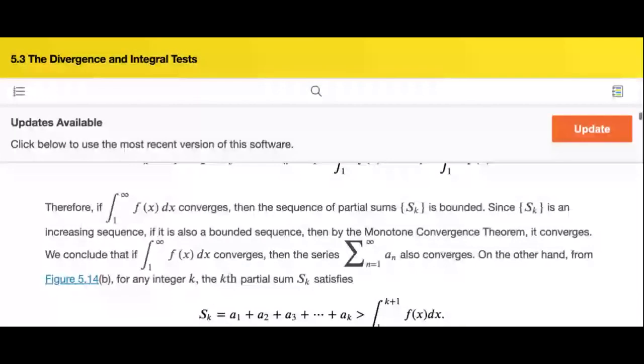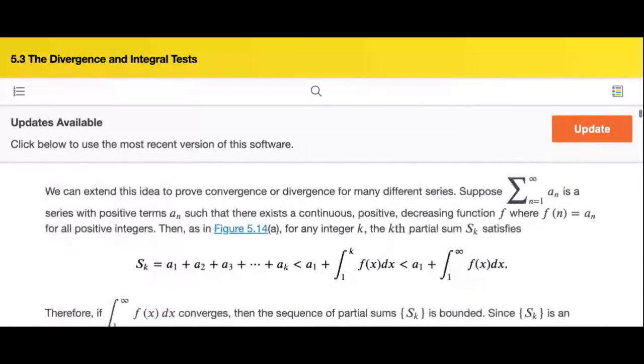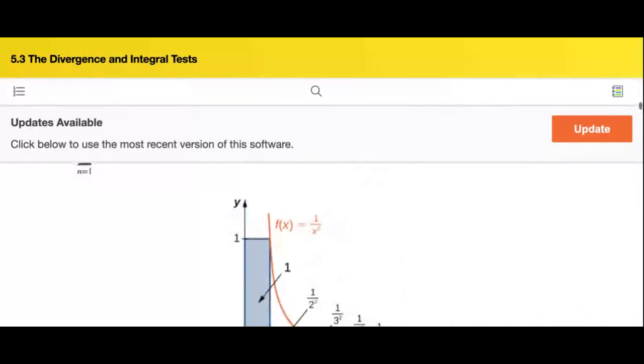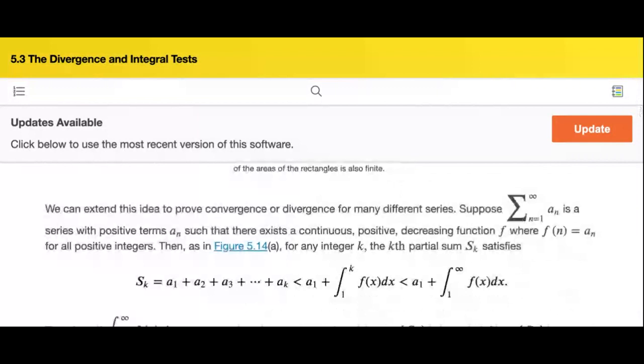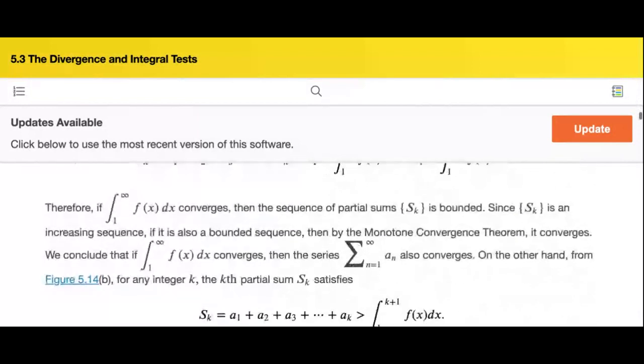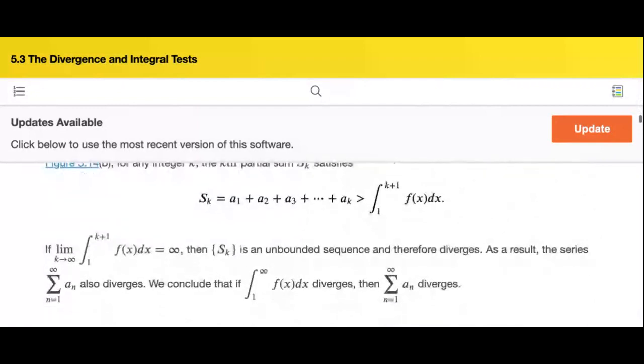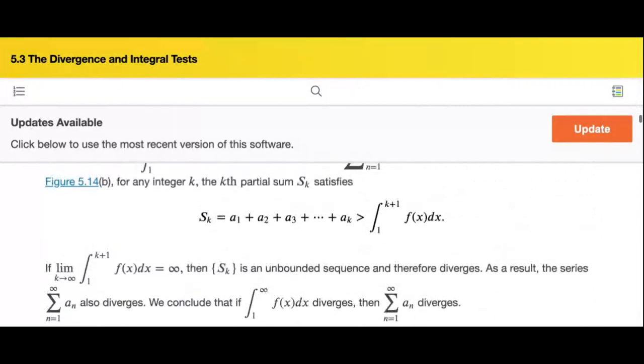All right, let's keep moving. So basically, in general, if we can find a relationship between the partial sums and some integral, and we know the integral goes to infinity, then because the partial sum is greater than the integral, the partial sums will also go to infinity. So we can prove that it diverges.